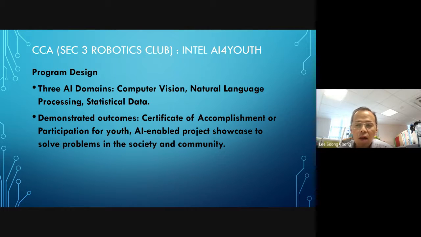They are exposed to 3 AI domains: computer vision, natural language, and statistical data. At the end of the project, they are supposed to showcase an AI-enabled project. We are still doing this, as this is the first year that we are starting. I think Intel will talk more about this later.